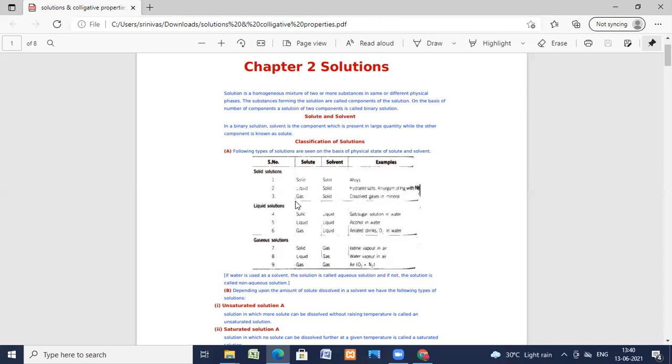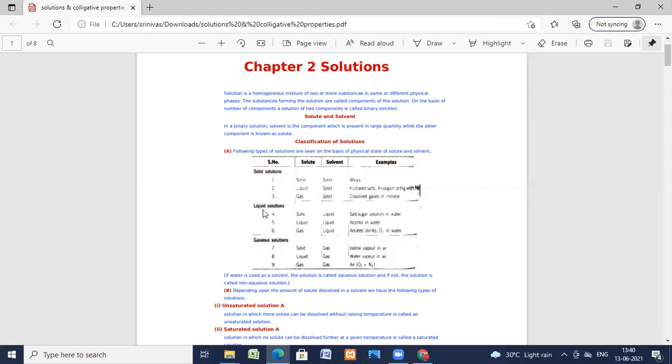Next, the other type of solid solution is gases in solids. The solute is a gas, the solvent is a solid. The lesser one is gas, the larger one is the solvent. So gases dissolved in a metal, for example hydrogen in nickel, is an example.